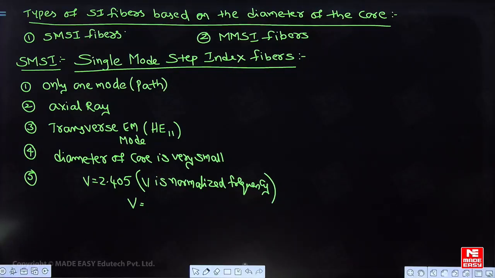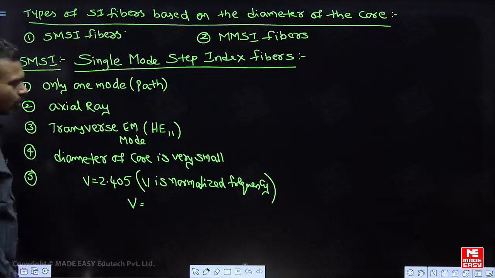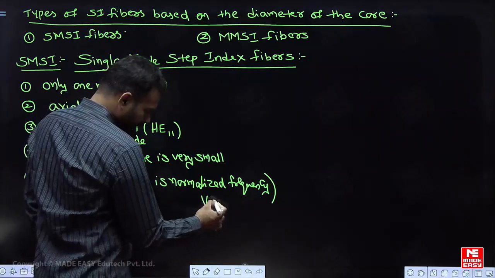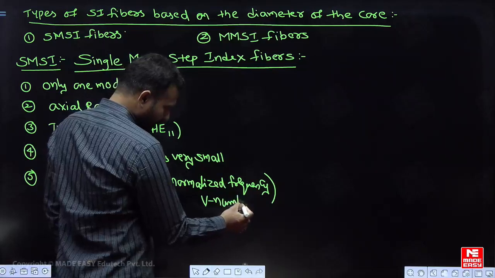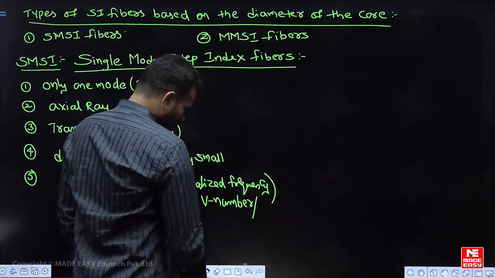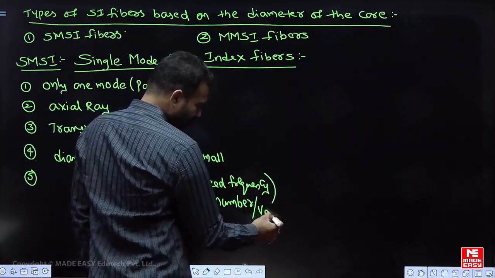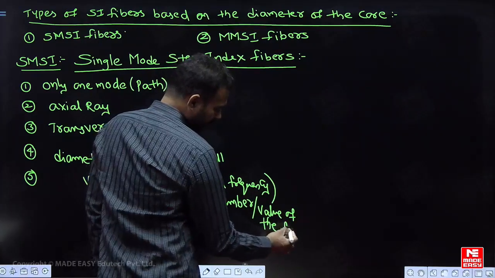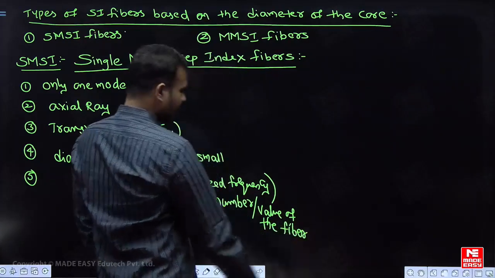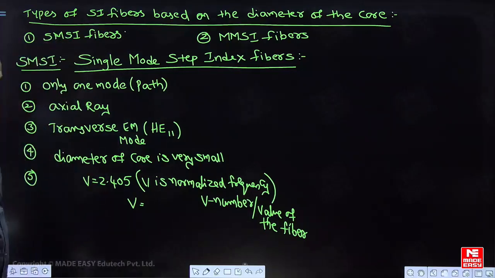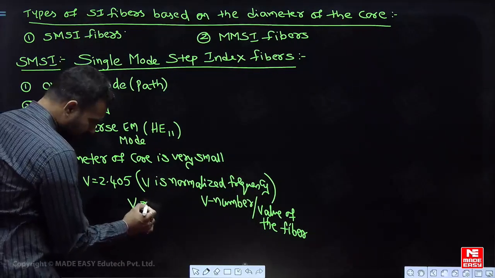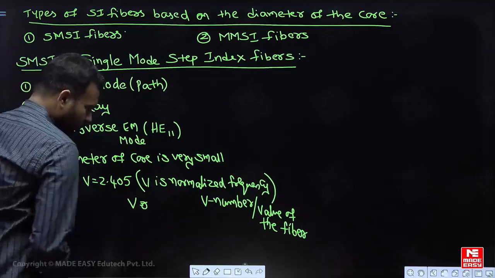So V is also called normalized frequency, or V number, as I already told you. What V stands for is the value of the fiber. It tells the value of the fiber. I hope everybody in the class understood this. So we can relate V, and you can write that in your notes neatly.